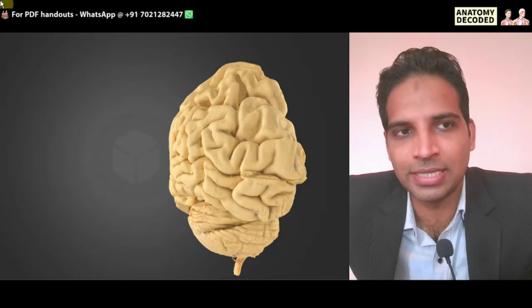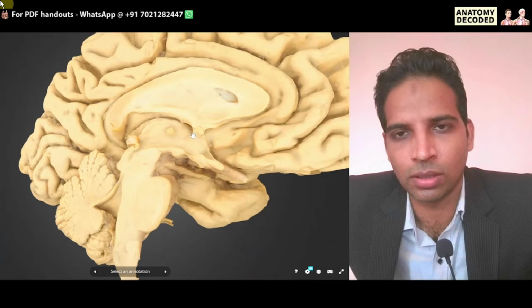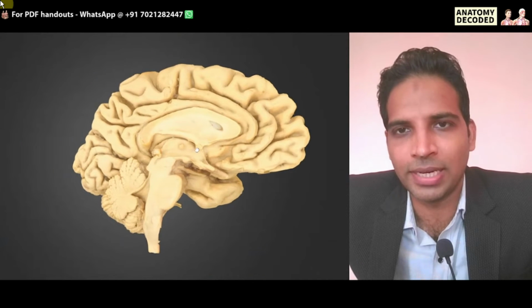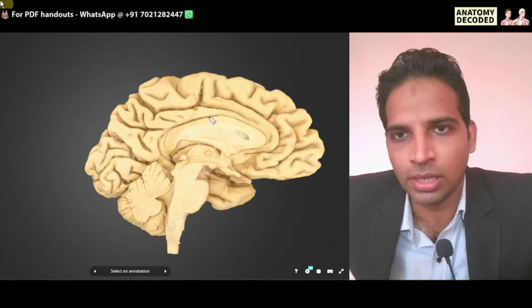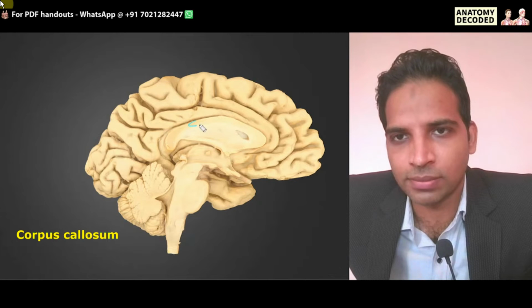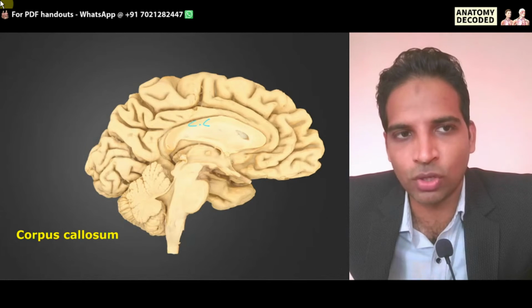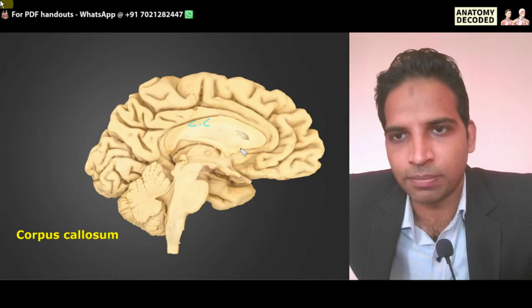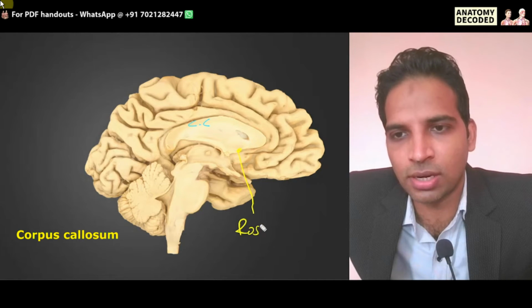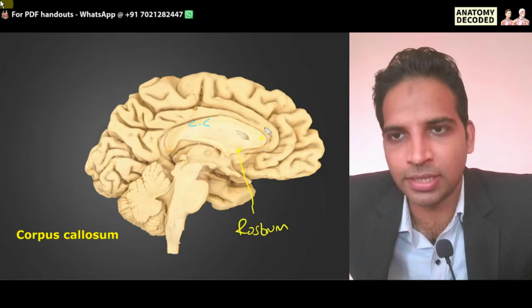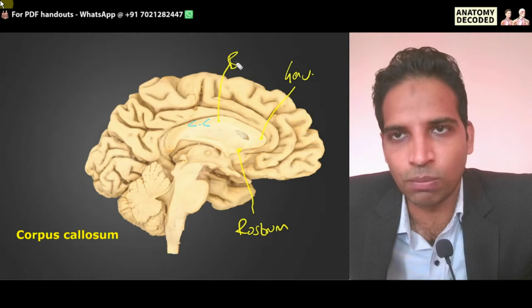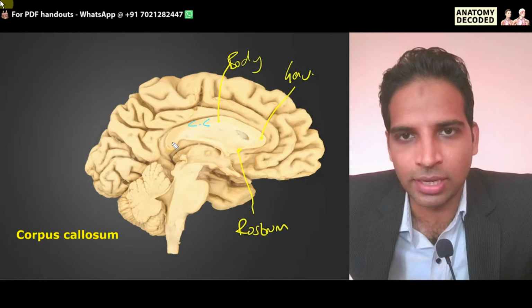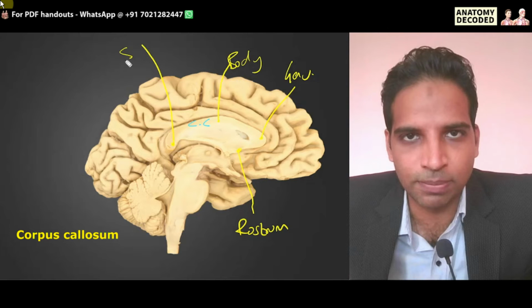Now let's look at the medial surface. On the medial surface, first you should identify the corpus callosum. This one is the corpus callosum. The different parts of the corpus callosum are important. The part here is referred to as the rostrum of the corpus callosum, and the part here is referred to as the genu of the corpus callosum. This is referred to as the body of the corpus callosum, and this is referred to as the splenium of the corpus callosum.